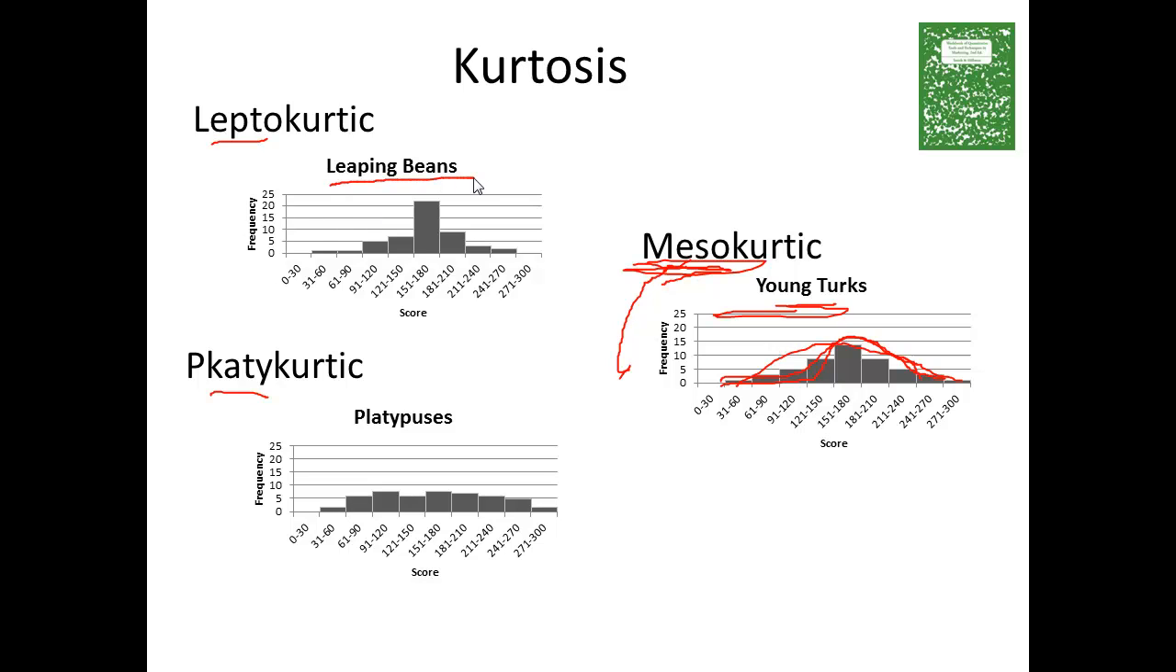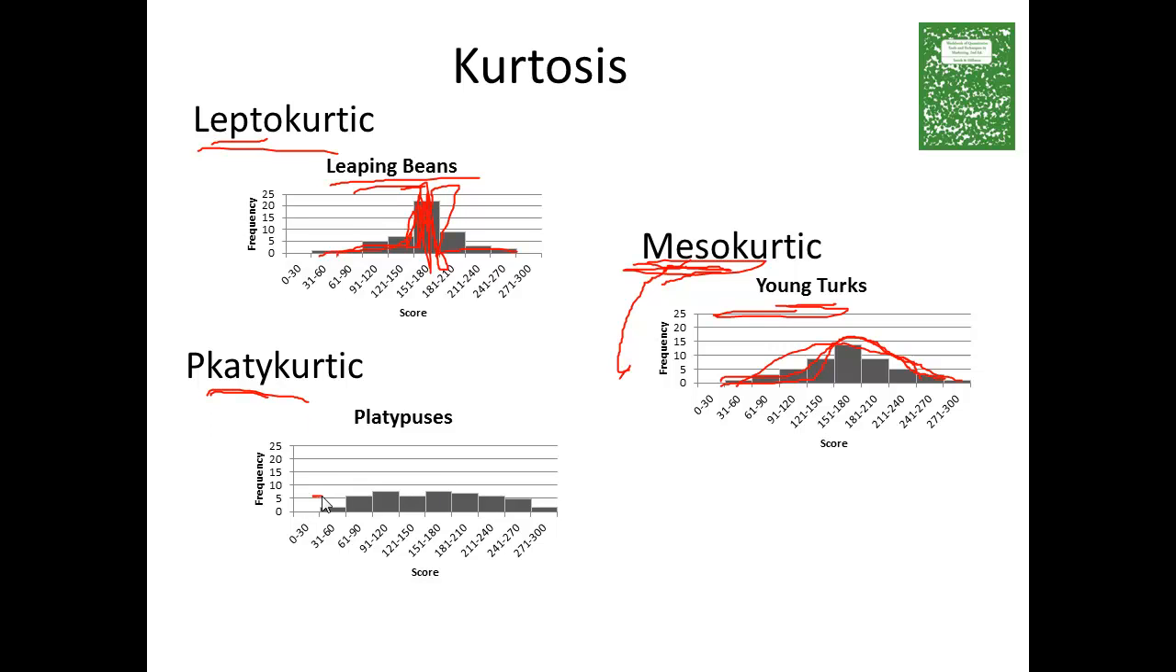We took a look at the leaping beans, and you see how it's relatively flat and then peaks up really high, and then flat again. So it's really peaking here. It's leaping up, and we call that leptokurtic, whenever it just really is concentrated at a particular place, and leaps up there.